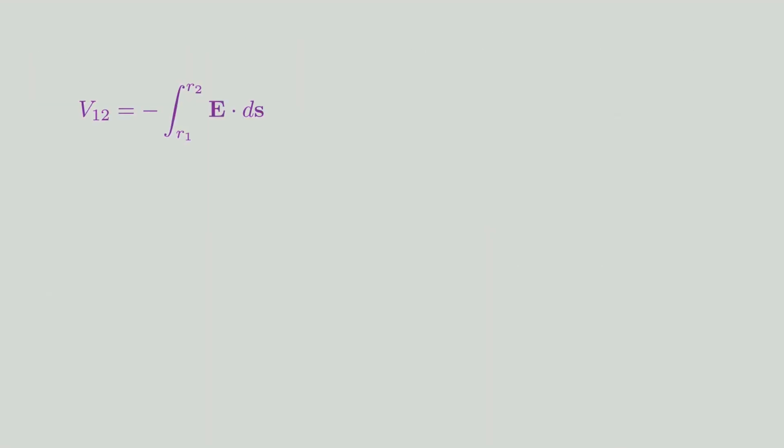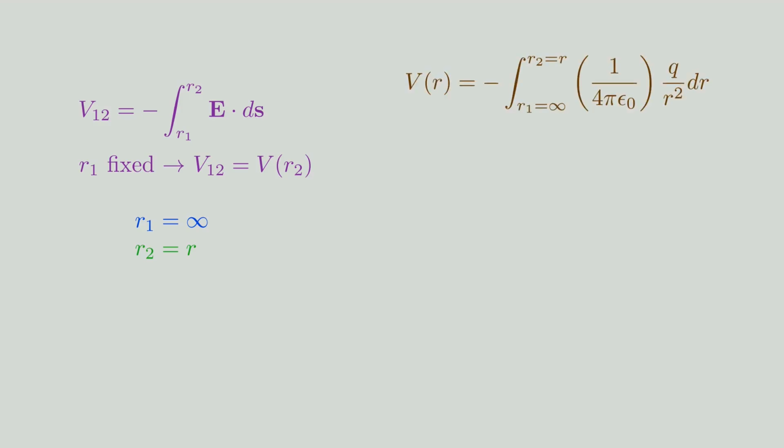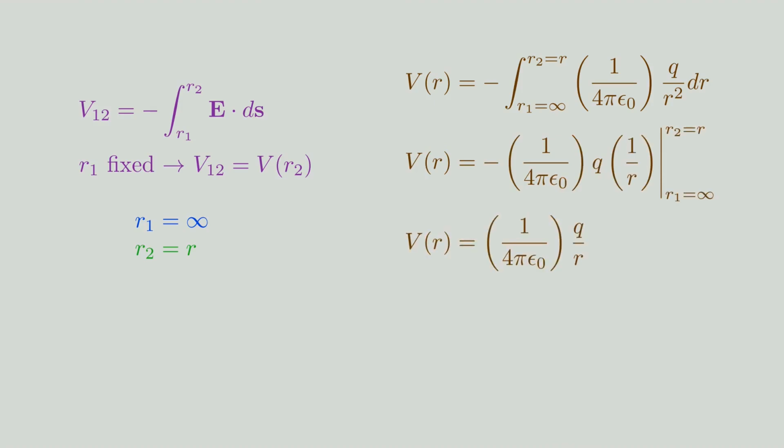If we hold r1 fixed for arbitrary values of r2, then the potential difference becomes a function of r2 only. In electrostatics, it is convenient to set the reference point, r1, at infinity. Let's set r2 equal to r and see what happens. We execute the integration procedure casually, and by doing so, we obtain the potential V as a function of r.